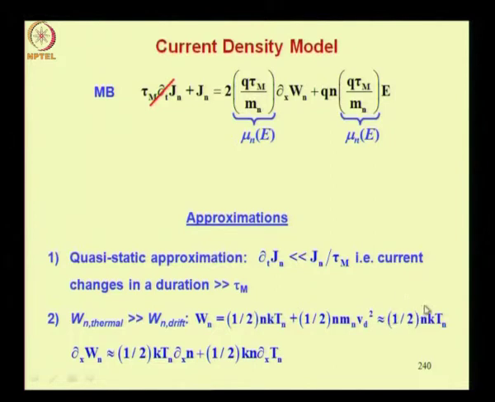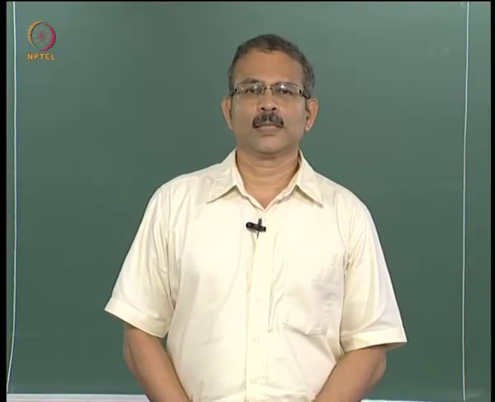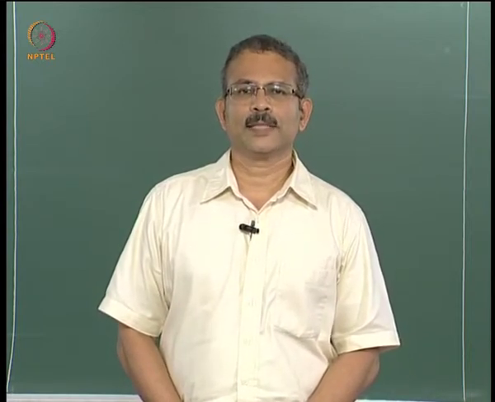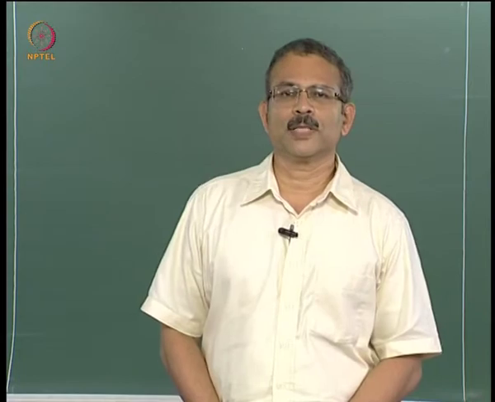Now, if you use the 3 dimensional version, this would be 3 by 2 n k Tn. When you differentiate this term with respect to x, you will get two terms here, one related to the derivative of n with respect to x and the other related to the derivative of Tn with respect to x, because you have the product of n and Tn. Now, let us substitute the result of differentiating Wn with respect to x into the momentum balance equation and see how the equation looks.